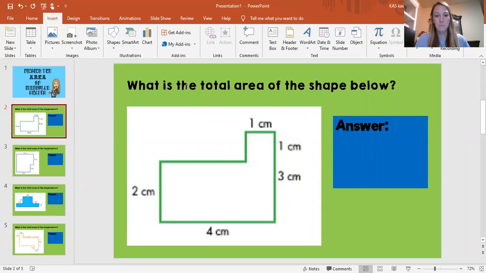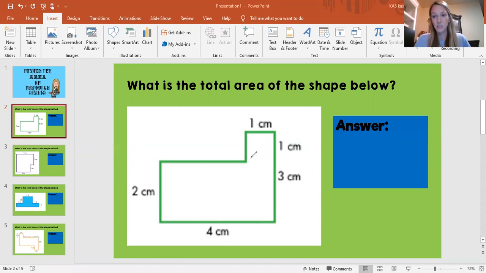Okay, so they're just asking for the total area. Now remember, when we find area and we have rectangles or squares, we can multiply length times width. Notice how, is this a rectangle or a square? It's not. So when we have irregular shapes, irregular means not regular, we can still do length times width, but it's going to be a little bit different. What we're going to do is make them into squares and rectangles. So we're going to draw lines.